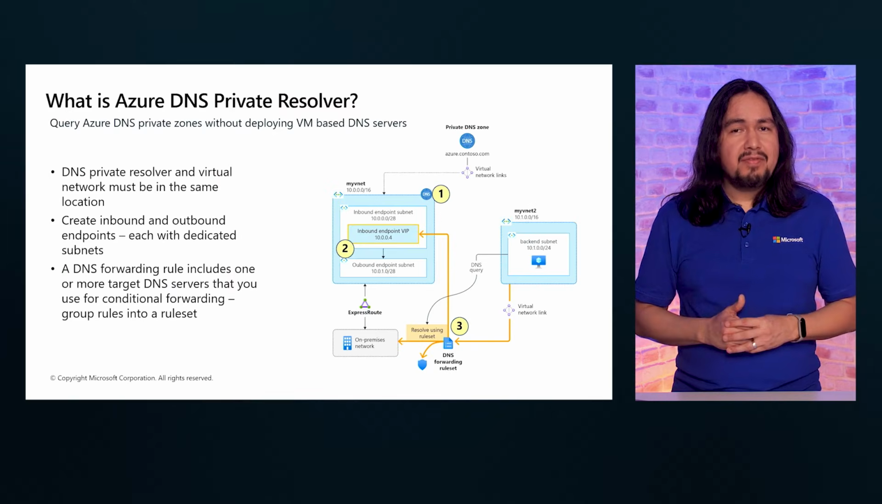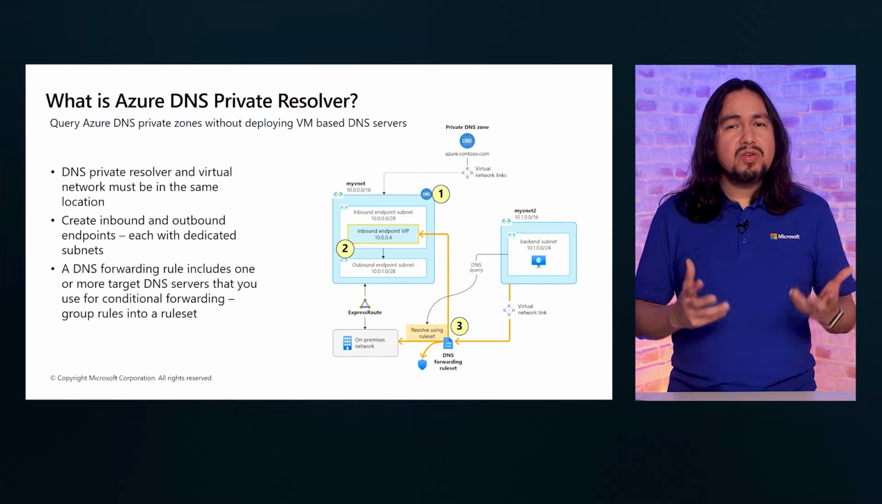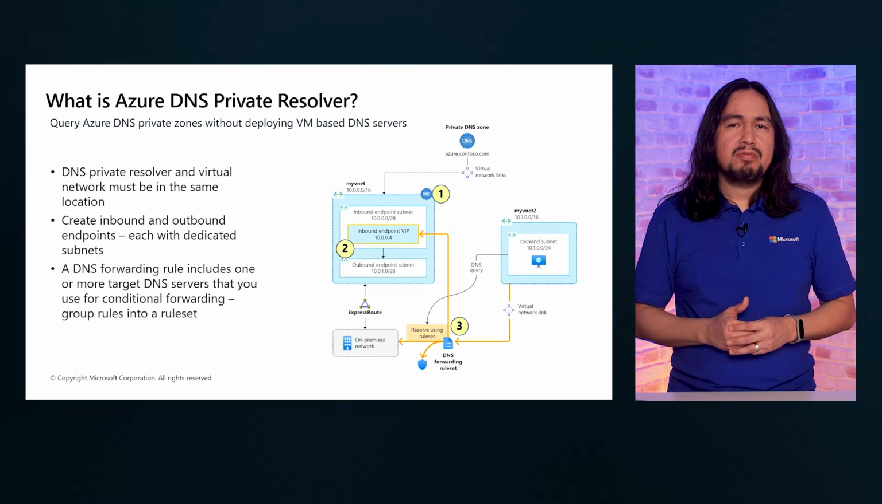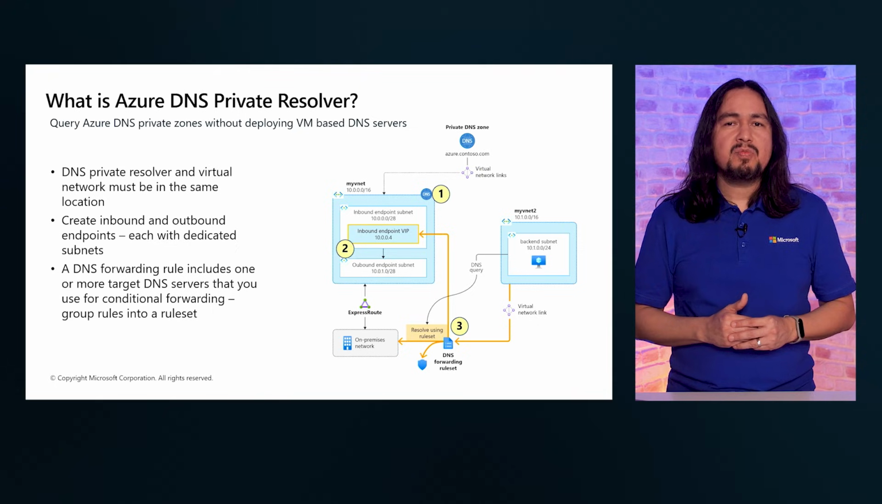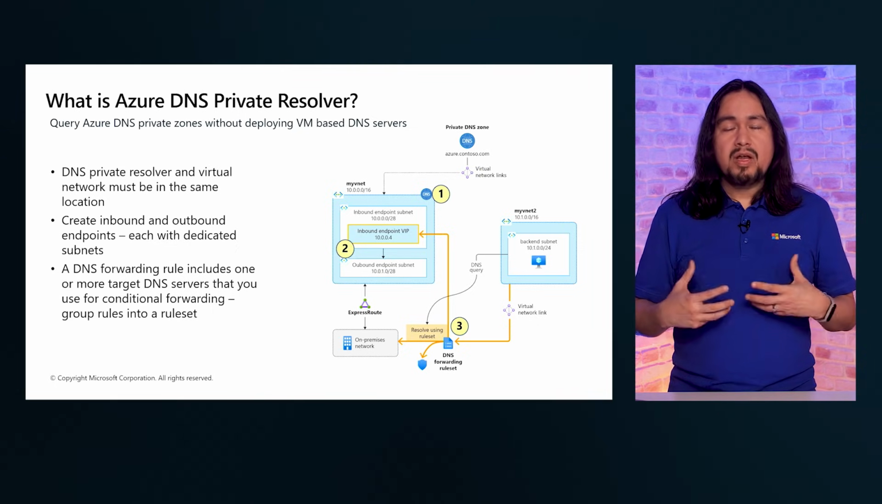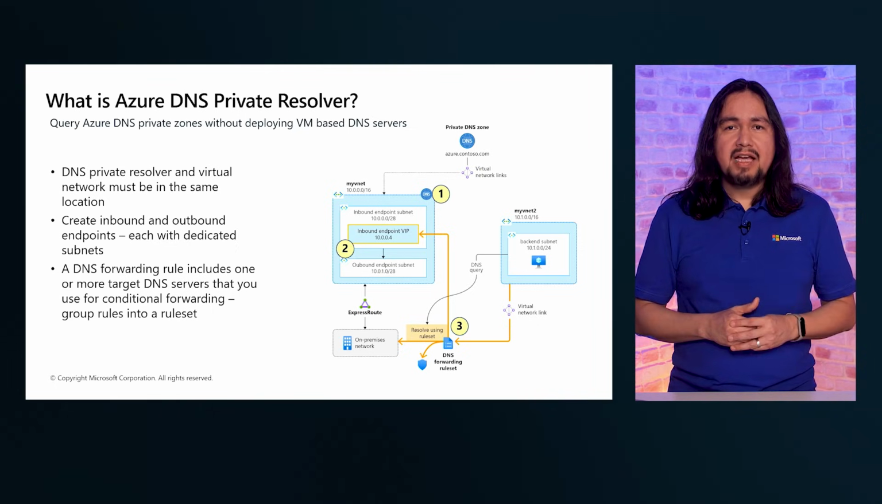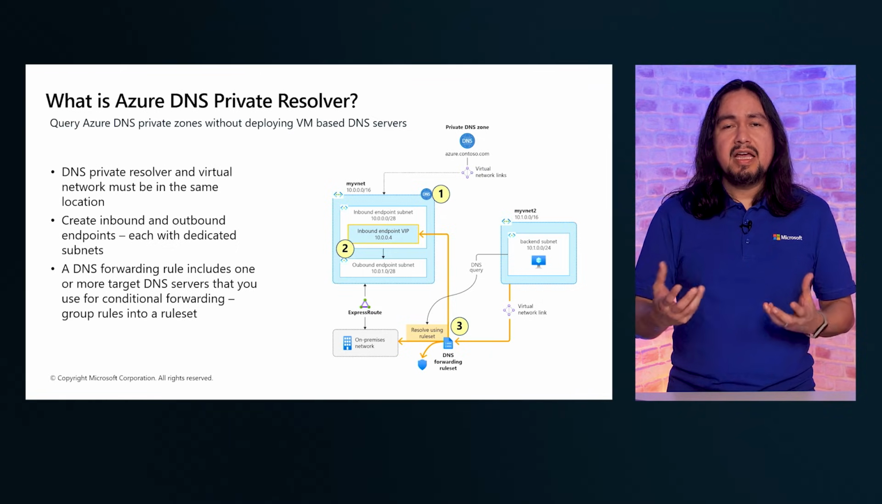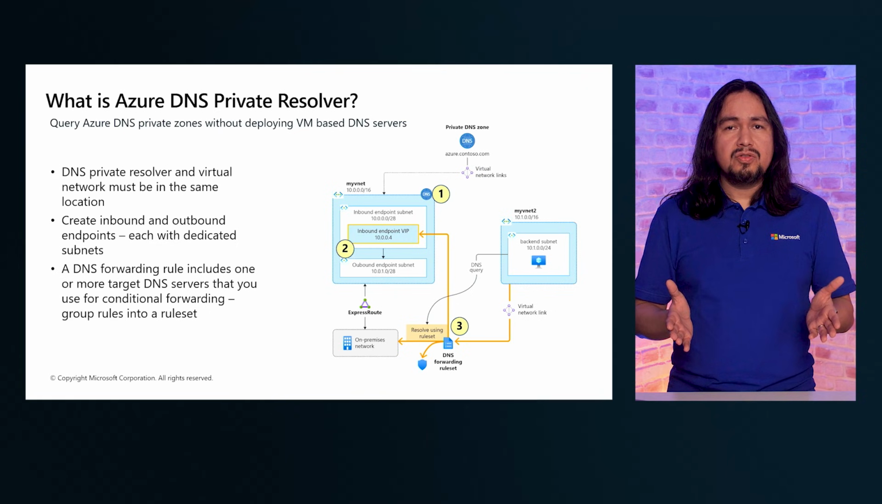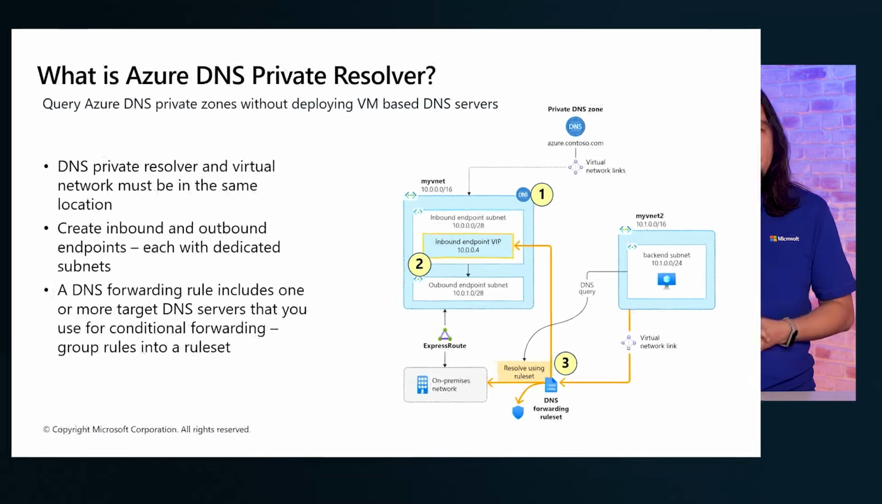When you're resolving private domain names, you can use virtual machines to do that job. But instead, how about we use the Azure DNS private resolver? When we create this type of resource in Azure, you need to create an inbound endpoint, an outbound endpoint, and then create the rules to make that resolution work for you.